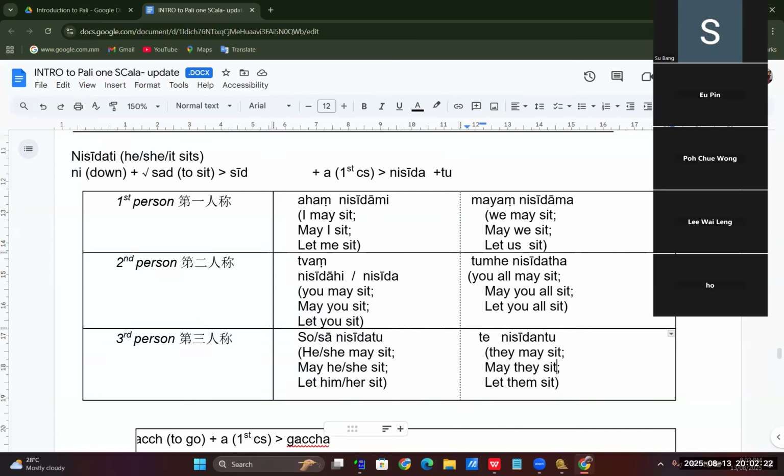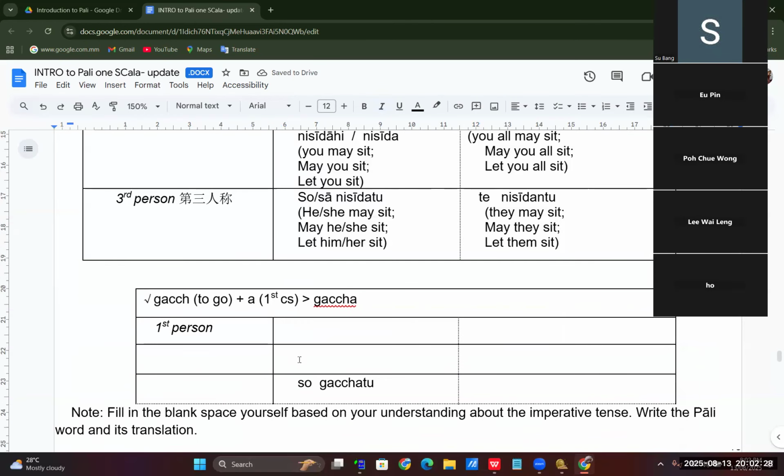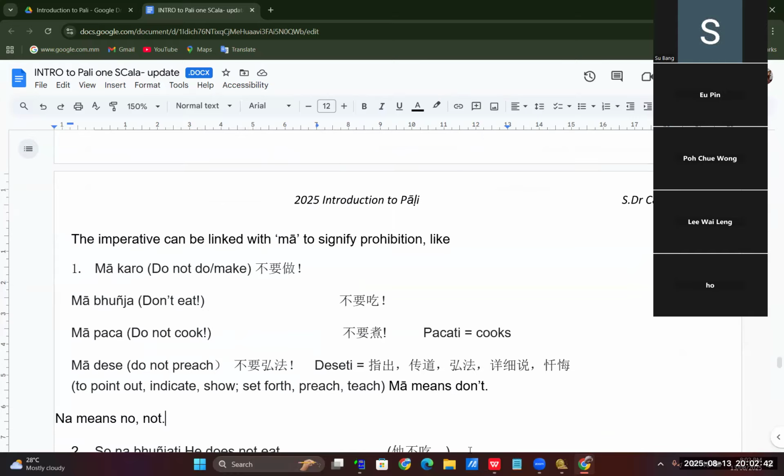Okay. Now, then we go for the next one. Now, the next one is gacha. So this one you all should write yourself, okay? So you write down as above. Write down the first person, second person, third person, singular and plural. So this one I leave it for you all. You all should do it as homework.